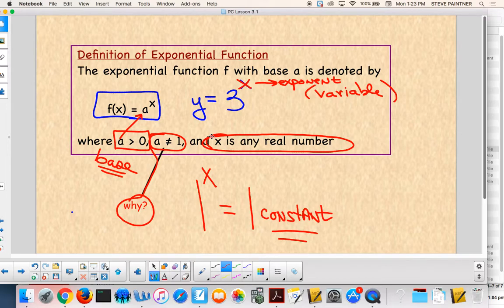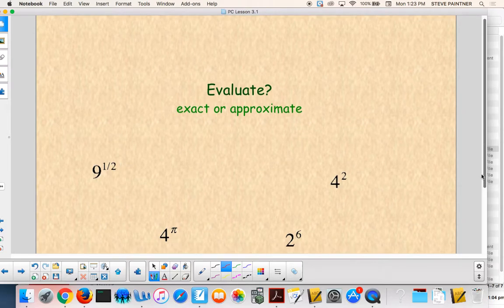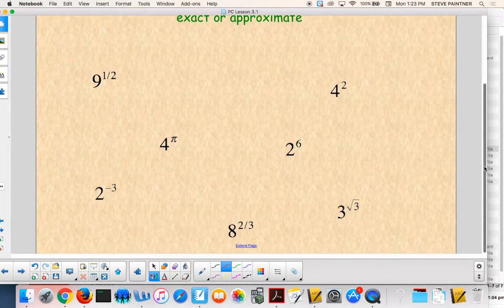It's just real. Okay? Let's go. I got a bunch of problems down here. They're all exponential. Would you please try to figure some of them out? Some of them you need your calculator. Some of them you can do in your head. How about this first one? Is this a calculator problem or is this in your head? It's in your head, right?